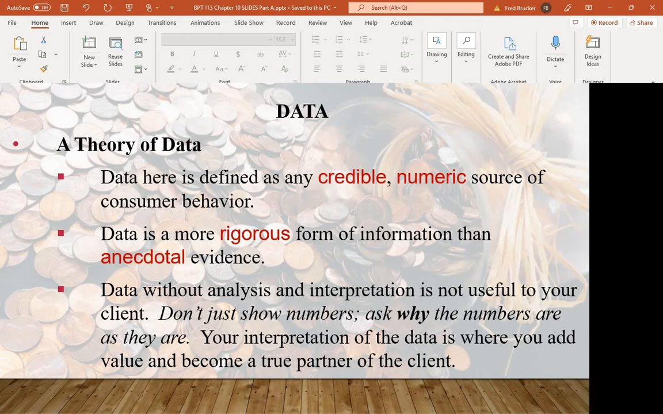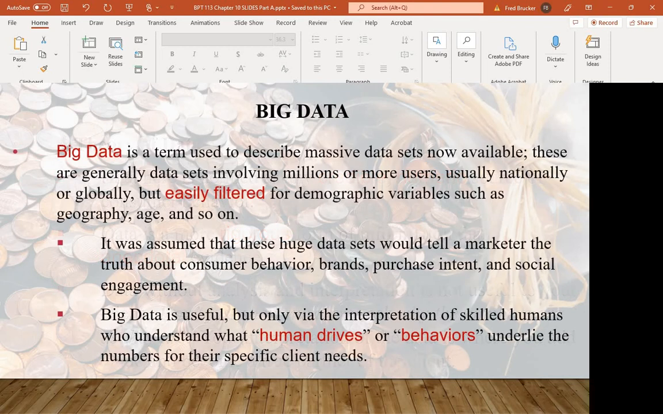So again, you need those observations and insights. You don't want to just show the numbers. You want to ask why the numbers are the way that they are. And your interpretation of that, your answer to that question, is where you're going to add value and become a true partner of the client. This shows that you are investing in them and what they need and showing them how advertising can help to impact the things that they need.